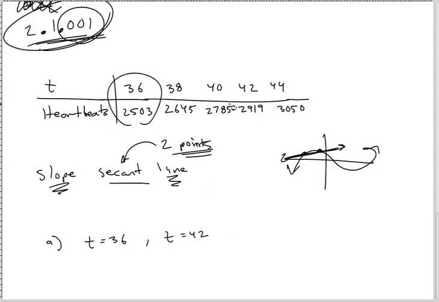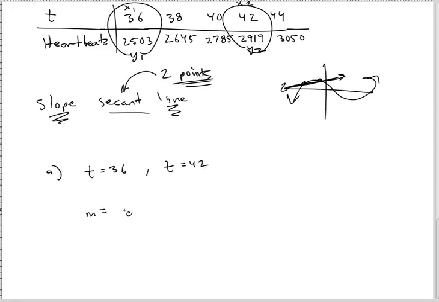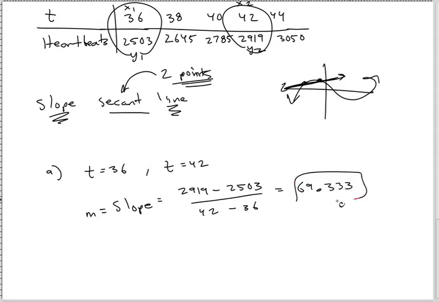So we're wanting to use this one and this one. What we're going to do is say this is my x, y1, and then I got my x2, y2. And then I just put them together in my formula. So my slope should be 2919 minus 2503, all divided by 42 minus 36. And I'm just going to tell you I got the answer from the calculator, 69.333. There you go. Cool.